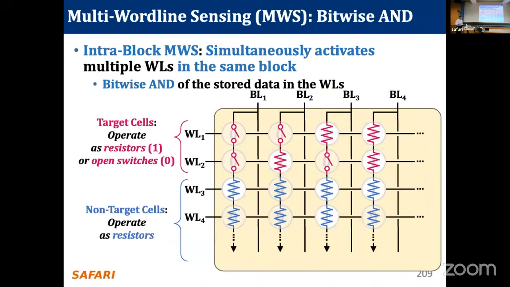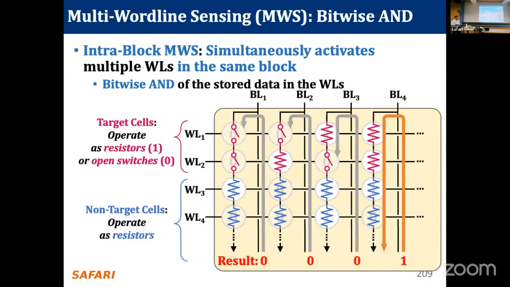So again, we are enabling these multiple sensing operations. You're going to activate several rows at the same time, and this is going to allow us to do either OR or NOT operations. So this is an example here. Let's say we have several cells. Some of them are open switches, some of them are resistors, and you are going to activate some target word lines in the same block simultaneously.